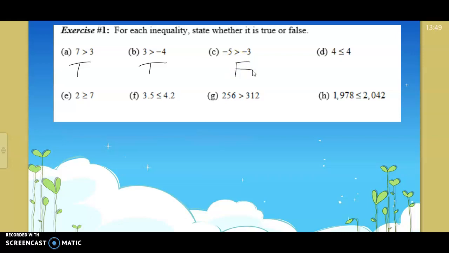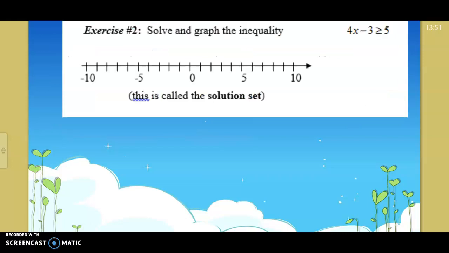And then the last one, we have 4 less than or equal to 4. Well, it's certainly not less because it's the same number, but because of that line here, this would be a true statement. All right, go ahead and try E, F, G, and H on your own. Pause the video. The answers will appear in just a second. So there you go. Get those answers down, and hopefully we have a better understanding of why we're using these symbols to compare numbers. Now let's take it to the solving aspect of things, and we're going to start simple.